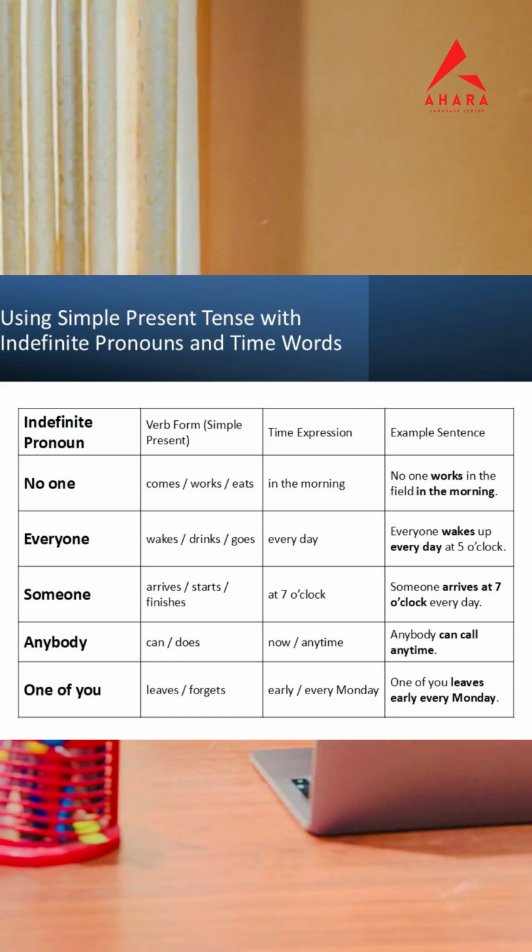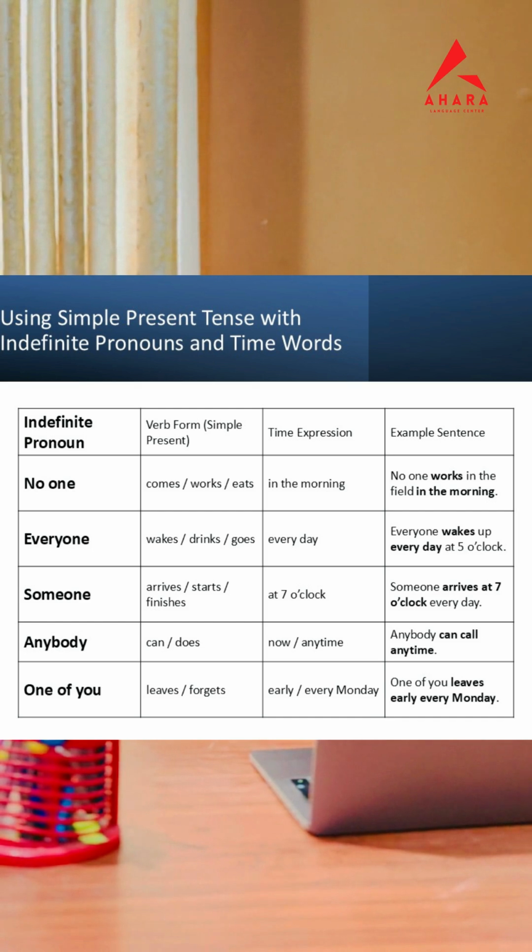When we are using these verbs with the singular pronouns, then we will be following this rule. Then we have to see another special area. When we are having a conversation in English, there are some indefinite pronouns. The first one, no one. The second one, everyone. The third one, someone. The fourth one, anybody. The fifth one, one of you. These words will give you some confusion if you don't understand them properly. When these words come, we have to use the rule which we are using for singular pronouns.